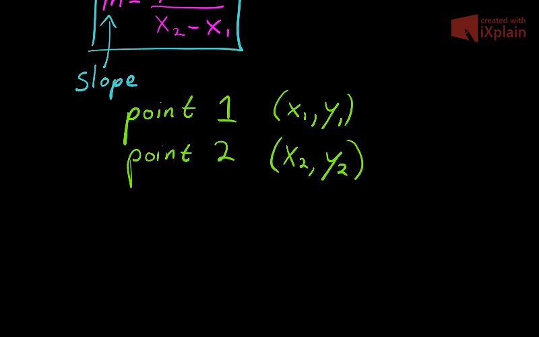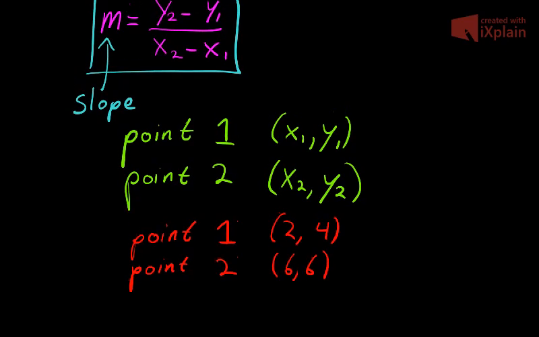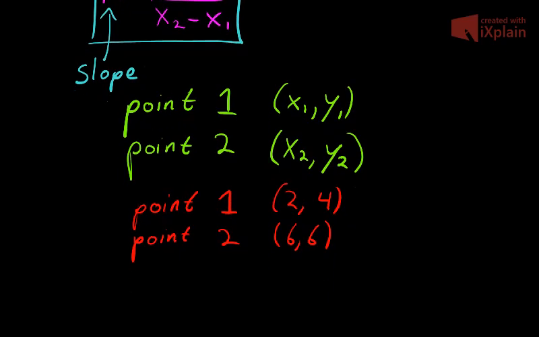So let's say, for example, I have the 2 points, point 1, which is going to be (2, 4), and point 2, which is going to be (6, 6). Looking up at the formula, we're going to take y2, which is the y of our second point, the 6 right here, and subtract y1, the y of our first point, which is the 4 right here. We divide that by x2, the x of our second point, a 6, minus x1, the x of our first point, which is a 2.